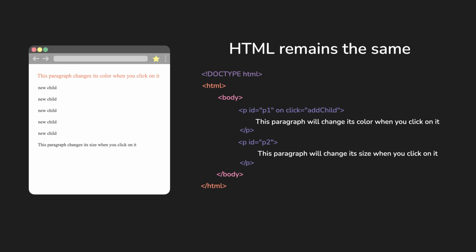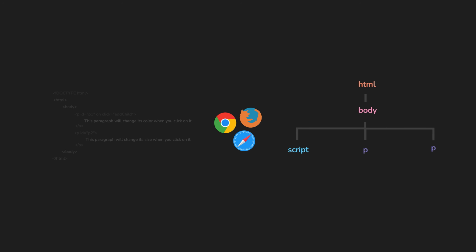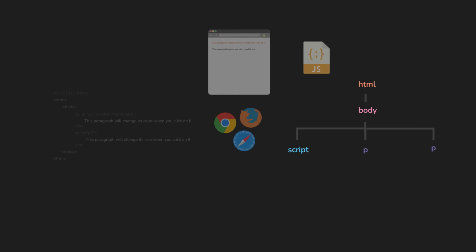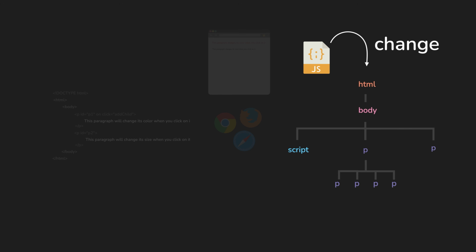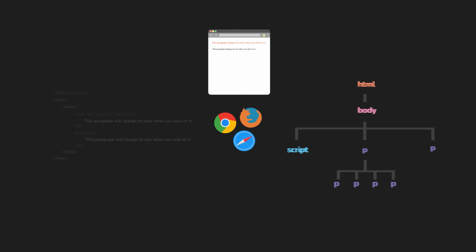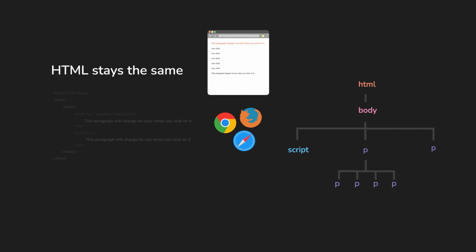This is because the browser reads the HTML and builds a DOM, and after that, the JavaScript can do whatever it wants to the DOM, changing it and adding children, and then the browser shows that on your screen. But it doesn't affect the original HTML. The original HTML stays the same.